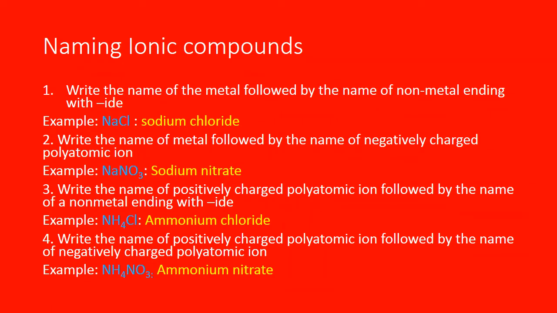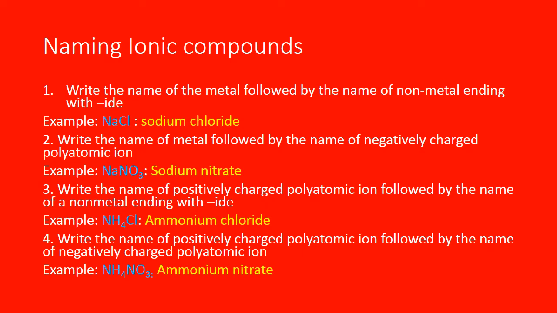The third case is where the ionic compound is formed between a positively charged polyatomic ion and a non-metal. This time you write the name of the positively charged polyatomic ion followed by the name of the non-metal ending with IDE. Here the polyatomic ion is the ammonium ion, and the non-metal is chlorine, so its name becomes ammonium chloride.